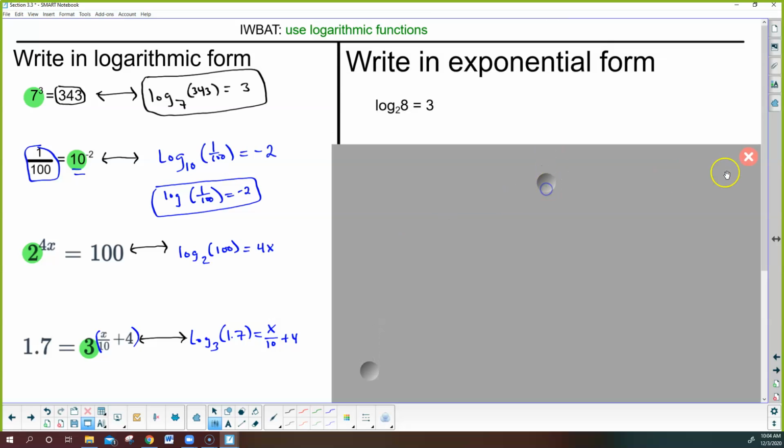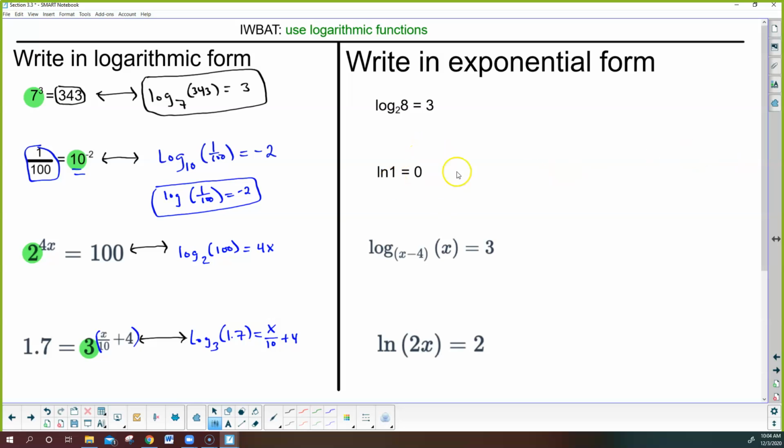Okay, now I'd like you guys to reverse the order. And you might get stuck on this one, ln of 1. But go ahead and try this. Now I want you to rewrite it in exponential form. So we're basically doing the opposite. So I'll give you a minute to do this one.